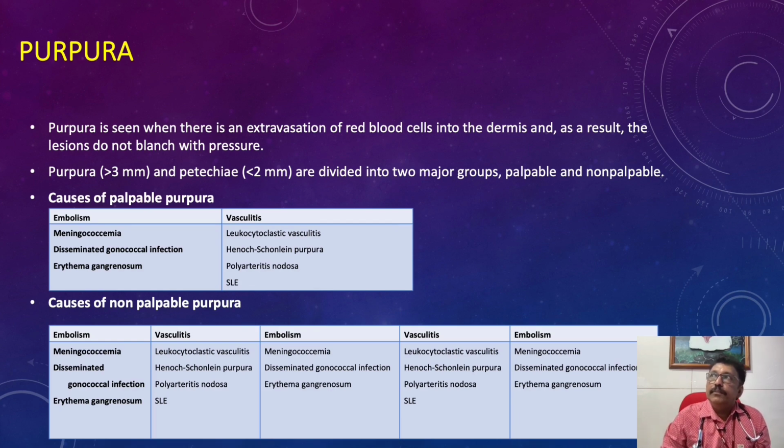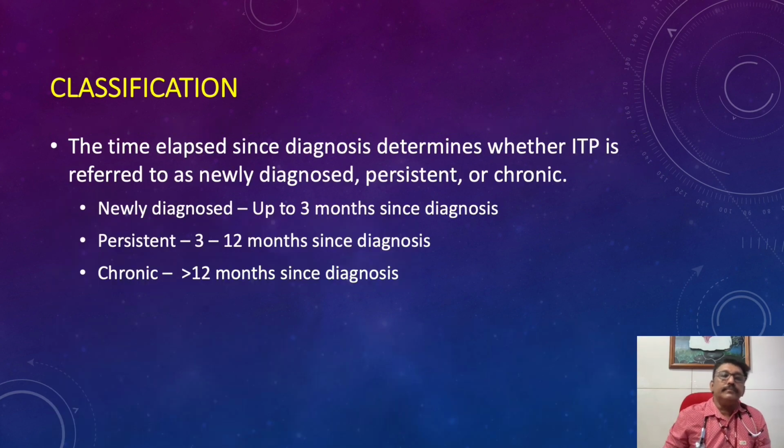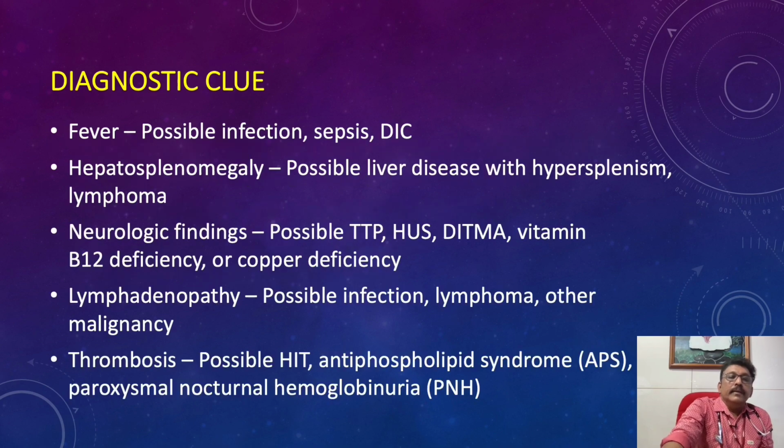And in thrombocytopenia, they are non-palpable purpuras. That is very, very important. Now again, depending on the time, we can classify ITP into newly diagnosed, up to 3 months since diagnosis; persistent, 3 to 12 months since diagnosis; and chronic, more than 12 months since diagnosis. Most of the adult patients will come under chronic purpuras, and they have chronic thrombocytopenia, chronic ITP.